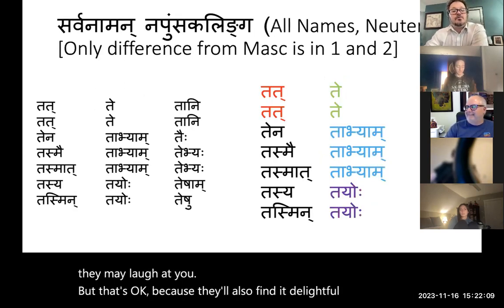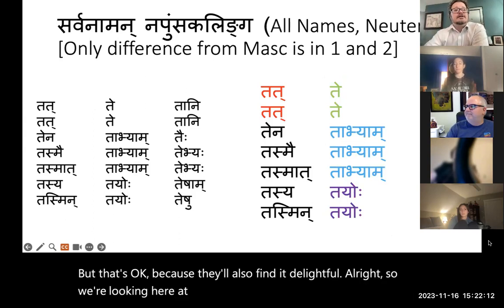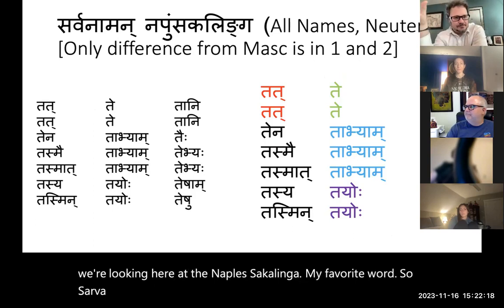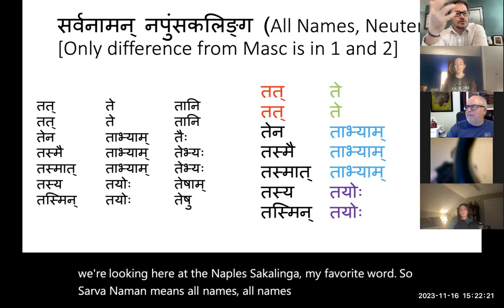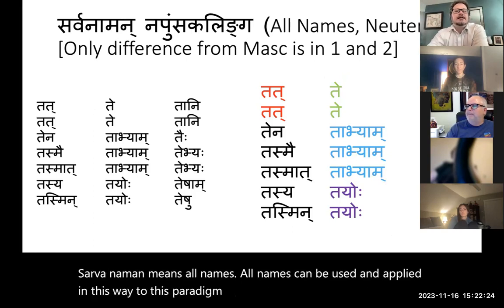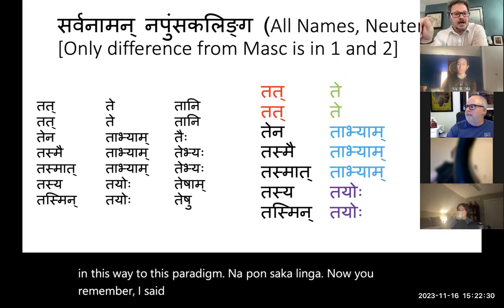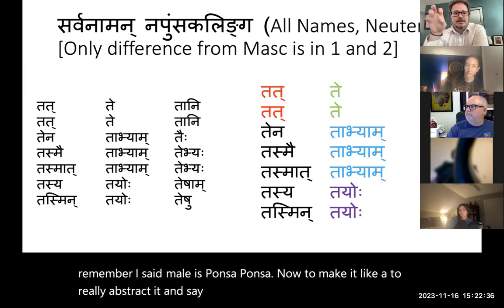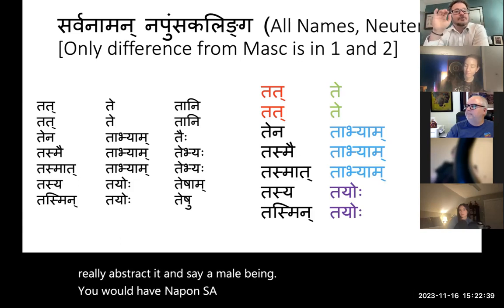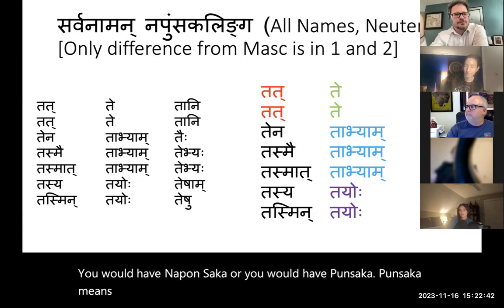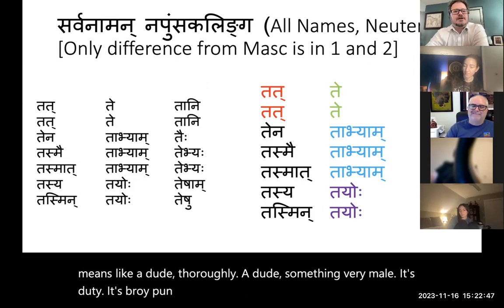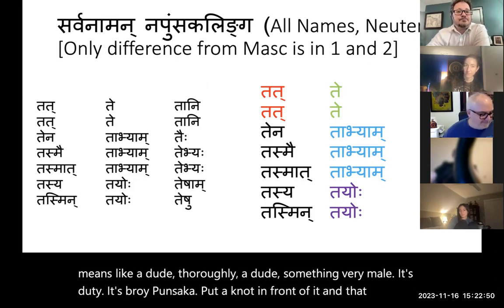All right. So we're looking here at the Napunsakalinga, my favorite word. So sarva naman means all names. All names can be used and applied in this way, to this paradigm. Napunsakalinga. Now you remember I said male is punsa. To really abstract it and say a male being, you would have punsaka. Punsaka means like a dude, literally a dude, something very male. It's duty, it's broy. Punsaka. Put a na in front of it, and that is a negative prefix.